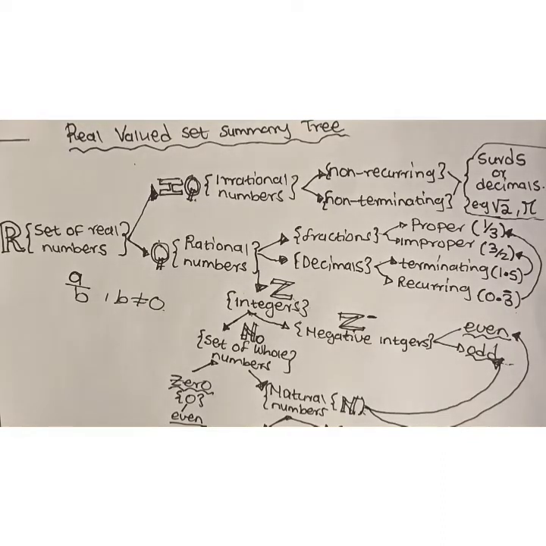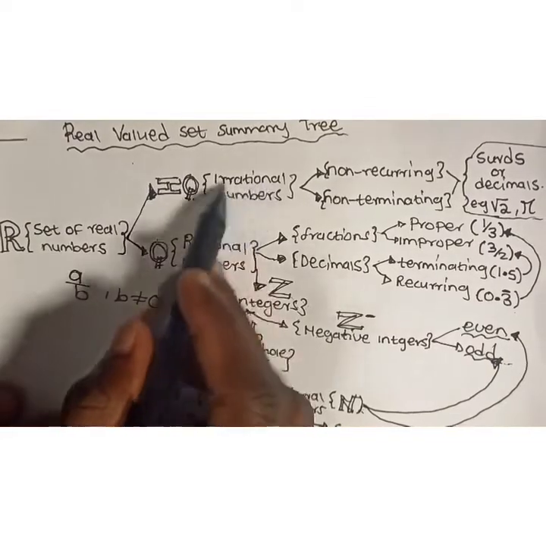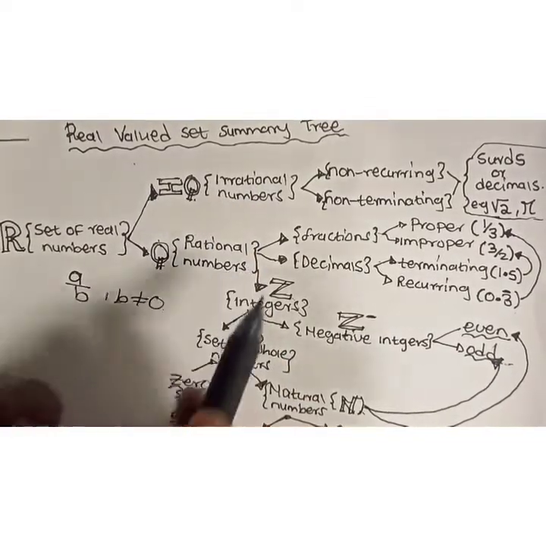Resuming where we stopped last time, we defined a set, properties of a set, and real-valued set. So this is a summary of real-valued set. We are talking about a set of real numbers, which is a set of all numbers in the universe, also regarded as the universal set. So it is divided into irrational numbers and rational numbers.